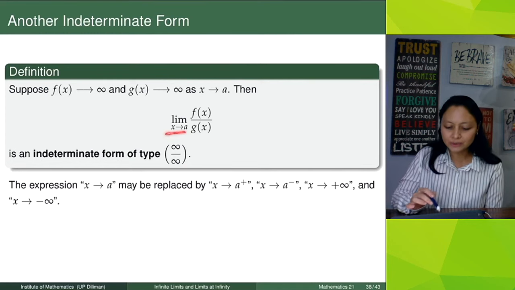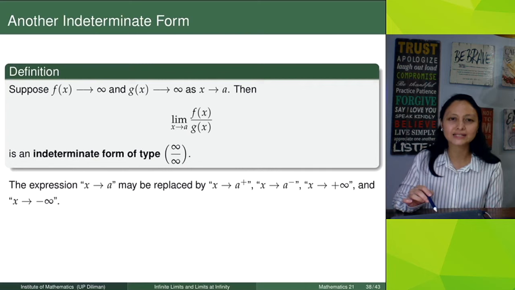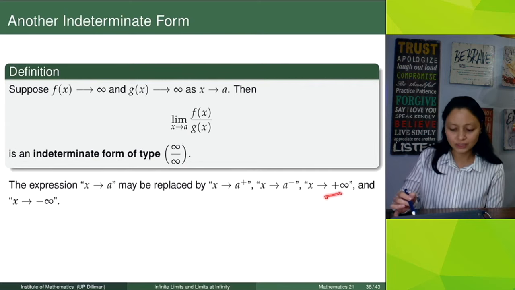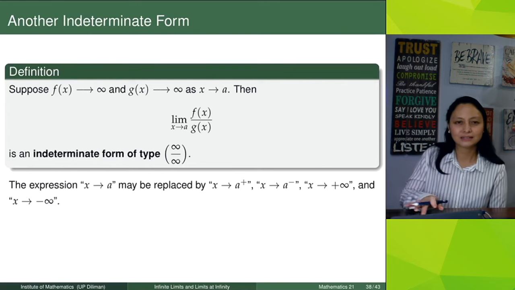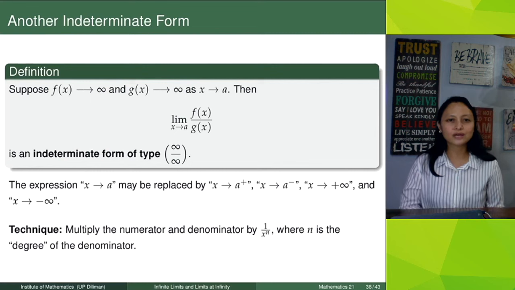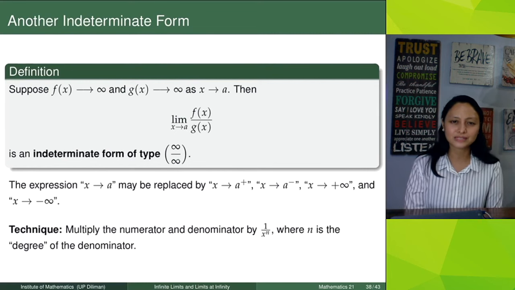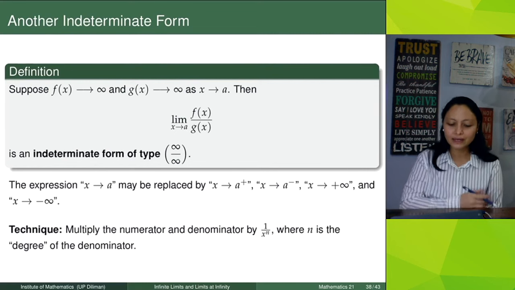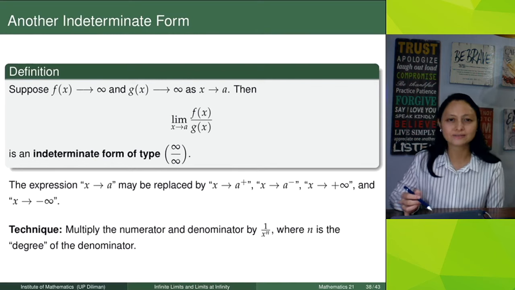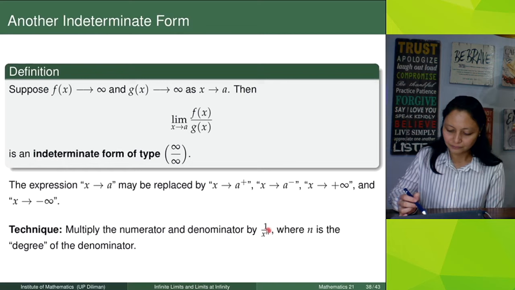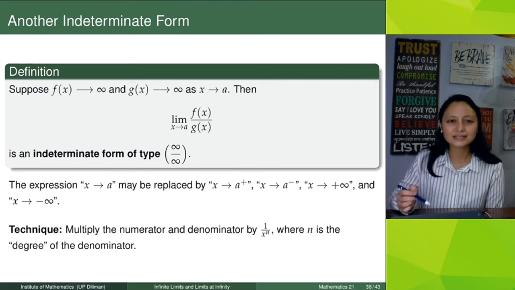Yan, so yung x approaching a, pwede nyo raw palitan ng x approaching a from the right, x approaching a from the left, x approaching infinity, and x approaching negative infinity. Okay, so what do we do if we have an indeterminate form of this type? So ang technique daw, we multiply the numerator and denominator by 1 over x to the n. Yan. Where n is the degree.